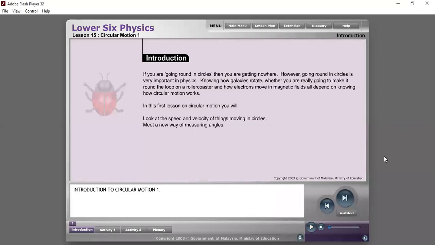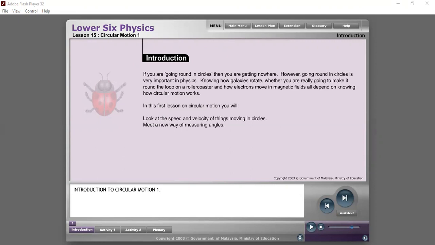Circular motion 1. Introduction. If you are going round in circles, then you are getting nowhere. However, going round in circles is very important in physics. Knowing how galaxies rotate, whether you are really going to make it round the loop on a roller coaster, and how electrons move in magnetic fields all depend on knowing how circular motion works.